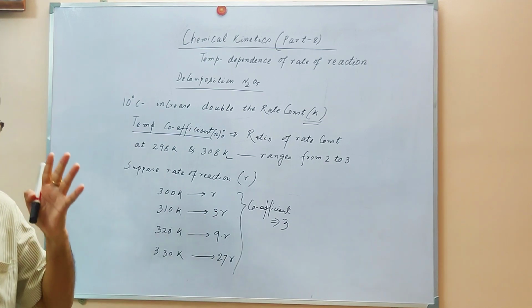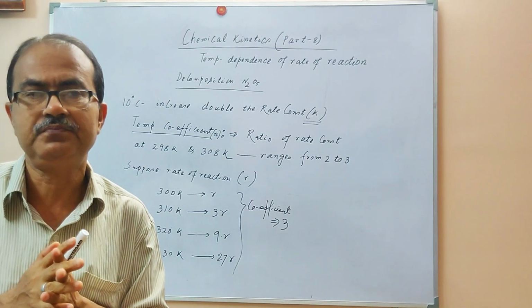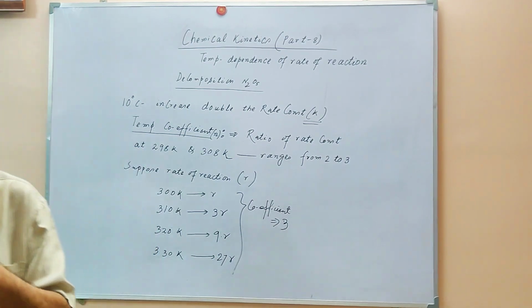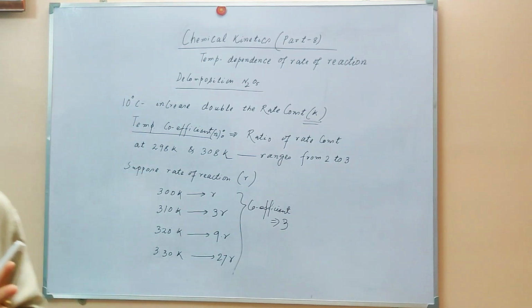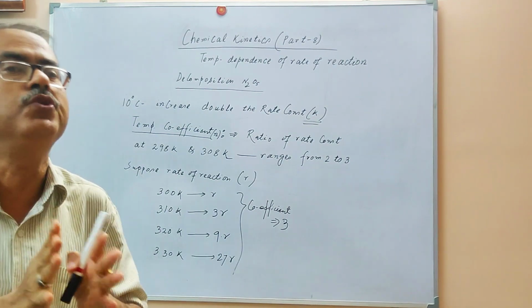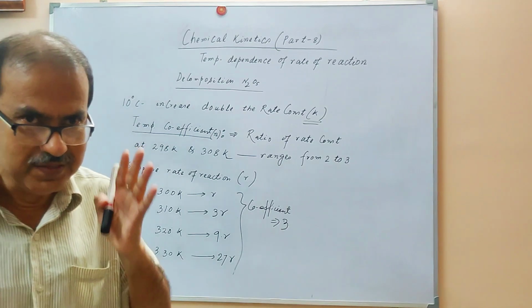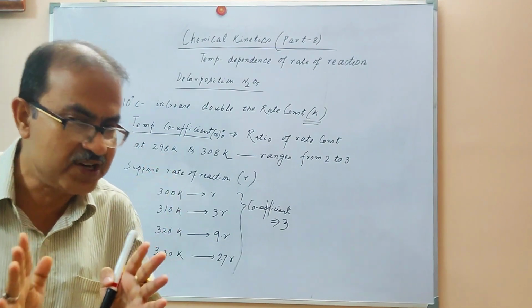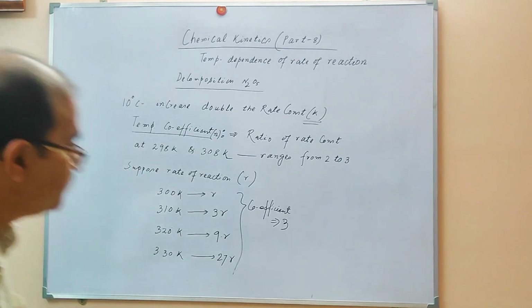But it was first given by a scientist, Arrhenius. He has given a quantitative analysis of the relationship between the rate of the reaction and the temperature of the reaction. That we will understand today. Today we will understand the Arrhenius equation and its graphical representations. Everything we will understand. Okay?